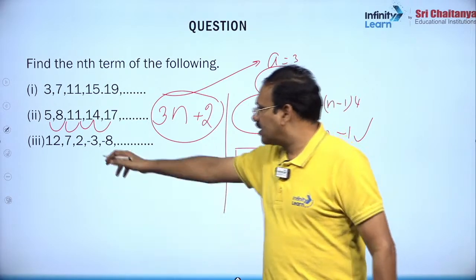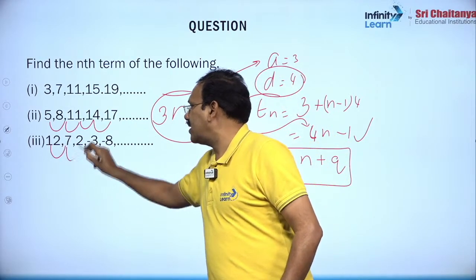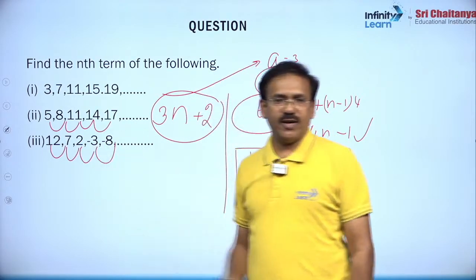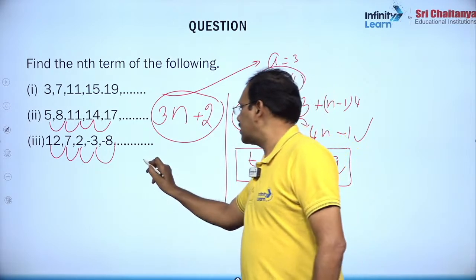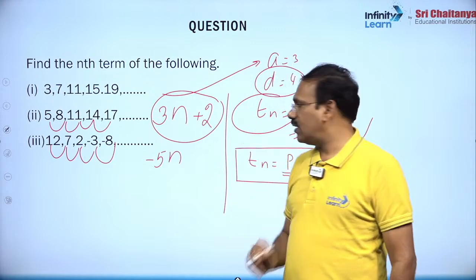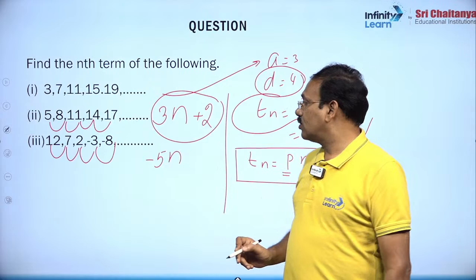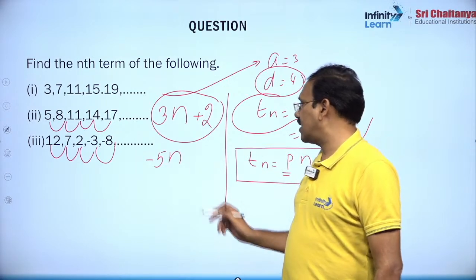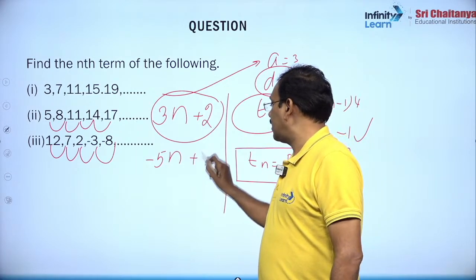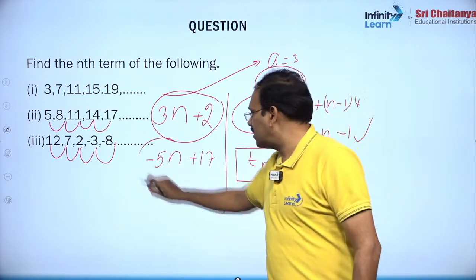Suppose the third one, 12, 7, 2. You see, minus 5, minus 5, minus 5, minus 5. So for the nth term, minus 5n is the first part. And what is to be added to minus 5 to get 12? You can say this is 17. So this is going to be the nth term.